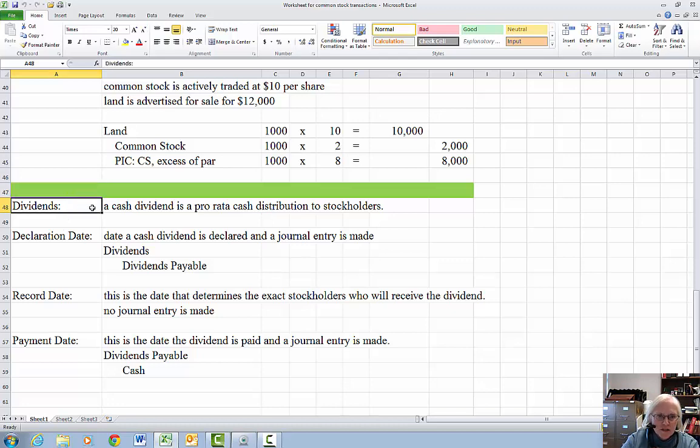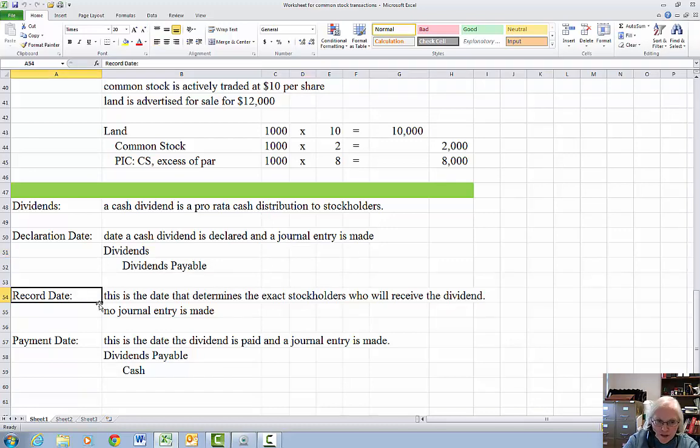A dividend, if it's cash, is a pro rata, meaning equal piece, cash distribution to stockholders. On the declaration date, the dividend is declared by the board of directors, and a journal entry is made by the company to debit dividends and credit dividends payable for the number of shares times the dividend per share amount.